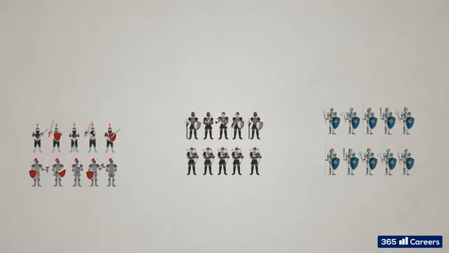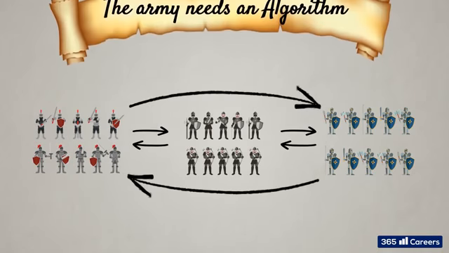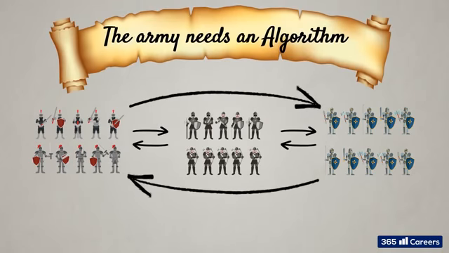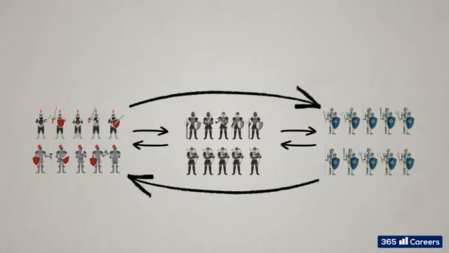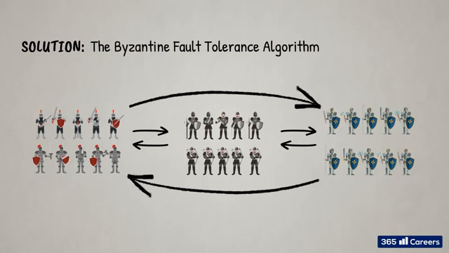To find a successful solution to this conundrum, the Byzantine army needs to find its path to coordinated action one way or another. To achieve this, the Byzantine army needs an algorithm that works effectively towards a coordinated outcome where the loyal generals follow it and the traitors don't. Now that you are familiar with the problem, let's see its solution. It's called the Byzantine fault tolerance algorithm.